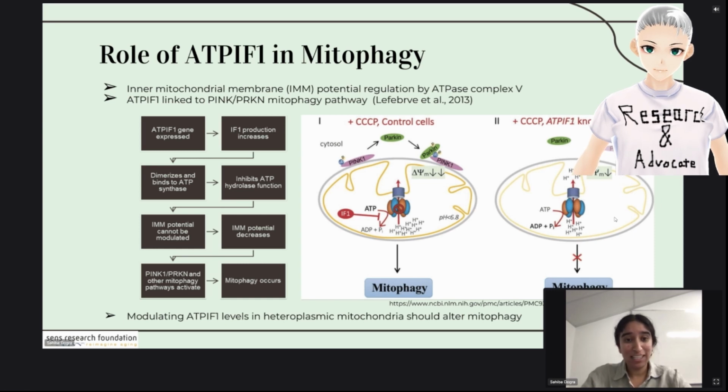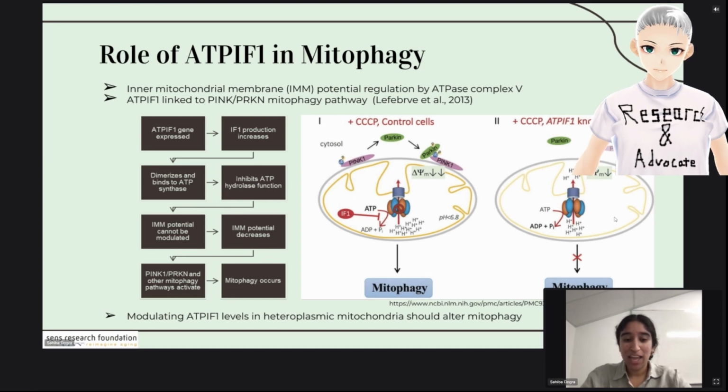So first, the ATPIF1 gene is expressed, which increases the production of the ATPIF1 protein, also known as IF1 for short. Once it's produced, it dimerizes and binds to ATP synthase, which inhibits that hydrolase function. And then the IMM potential cannot be modulated, leading to a decrease in that potential. And that further leads to PINK1 and Parkin mitophagy pathways, and finally mitophagy.